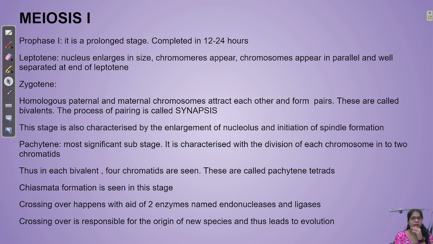So chiasmata, I told you, is where the crossing over happens. It is a point at which the two non-sister chromatids fuse, forming an X-shaped structure for the exchange of your genetic material. So that is what you call chiasmata. And this is what happens in crossing over. And I told you there are two important enzymes.